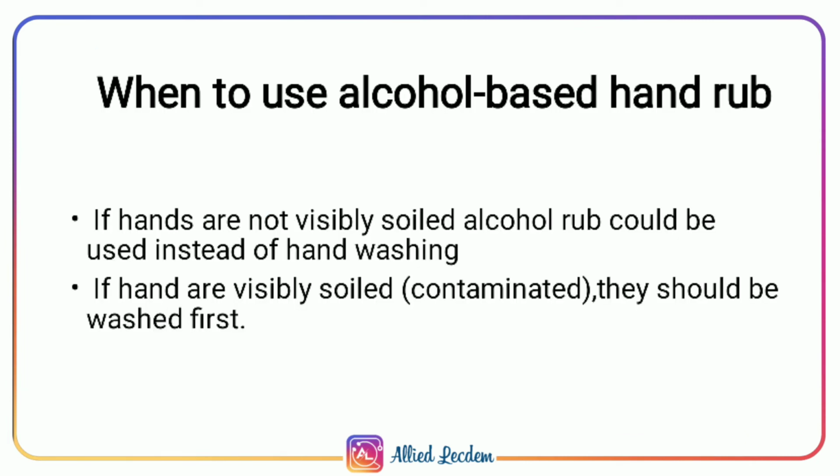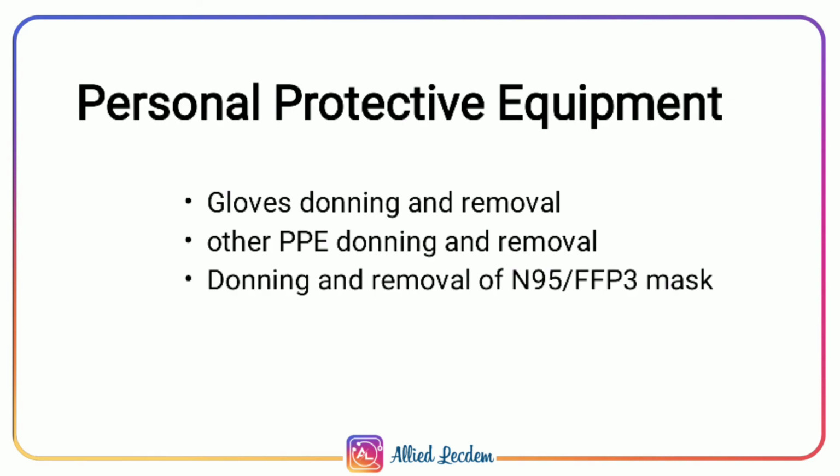When to use alcohol based hand rub? If hands are not visibly soiled, alcohol rub could be used instead of hand washing. If hands are visibly soiled, that means contaminated, they should be washed first. If our hands are not visibly contaminated, the better way is to clean your hands using alcohol rub instead of hand wash. Personal protective equipment: gloves, donning and removal.